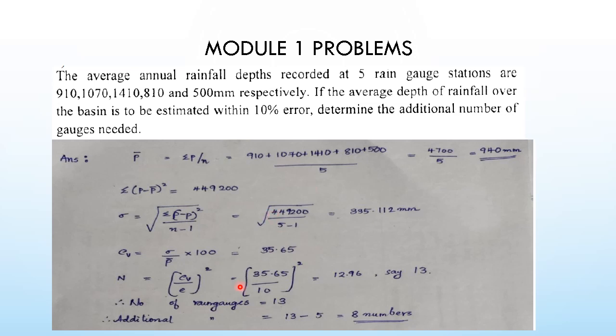So in this problem, we should find out the optimum number of rain gauges, and the equation for that is CV equal to sigma by P bar into 100, and to find that sigma, it is the root of sigma (P minus P average) the whole square divided by n minus 1. The first step is to find P average, which is equal to the sum of all the precipitation divided by the number of precipitation values given.